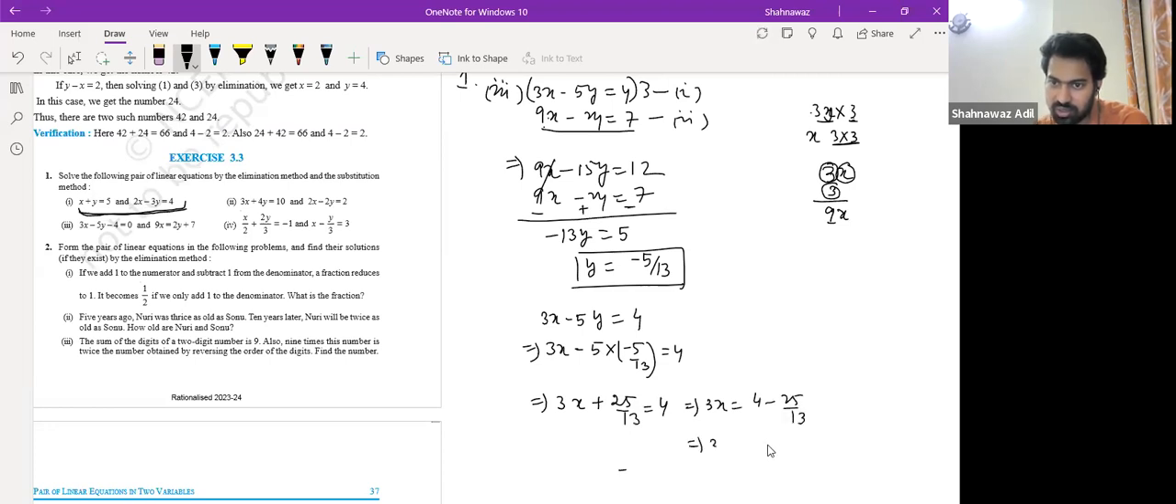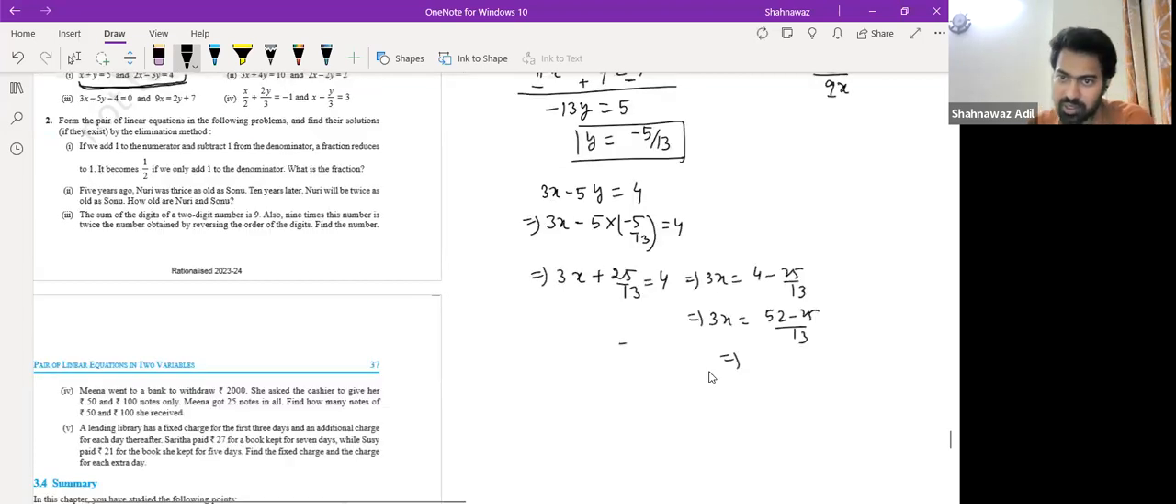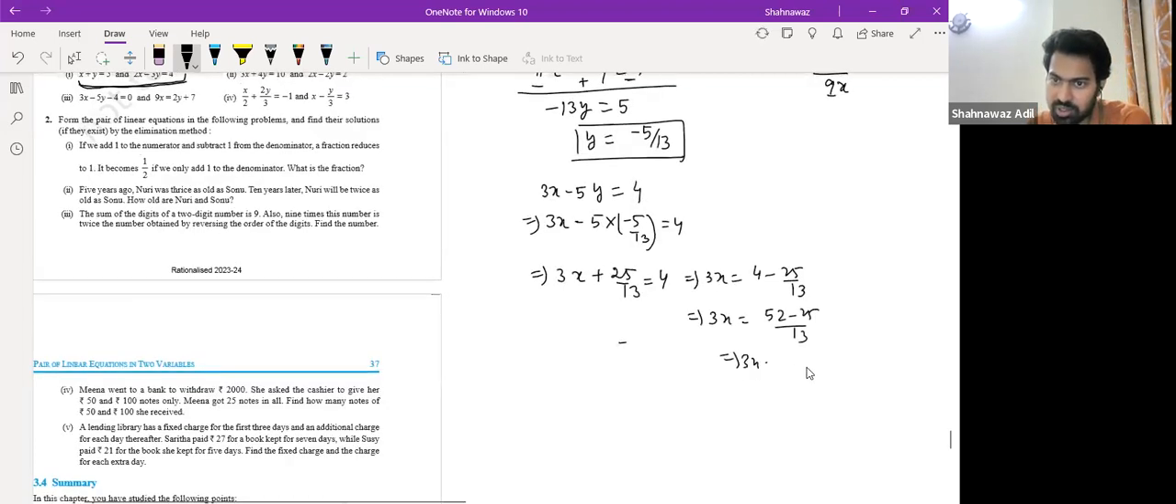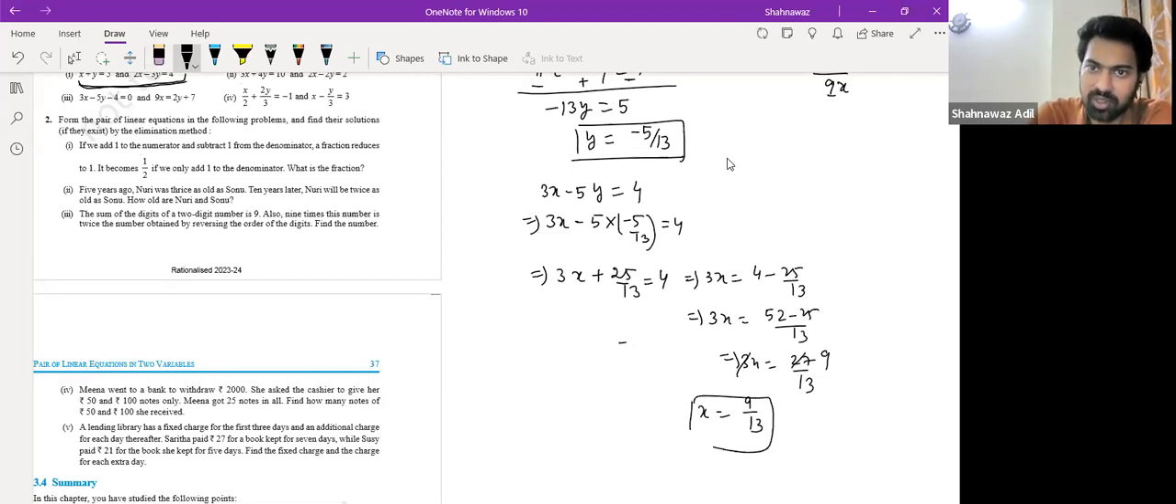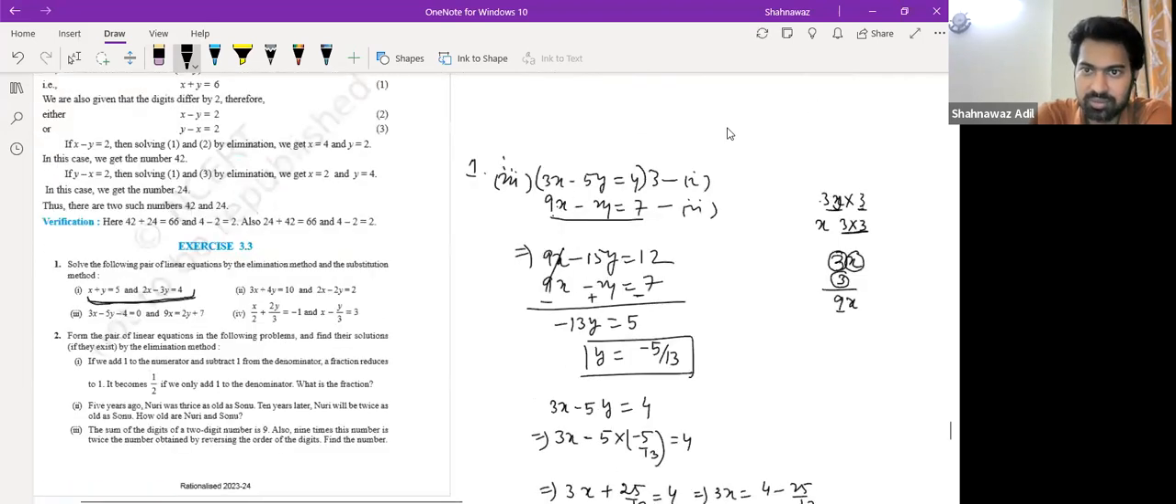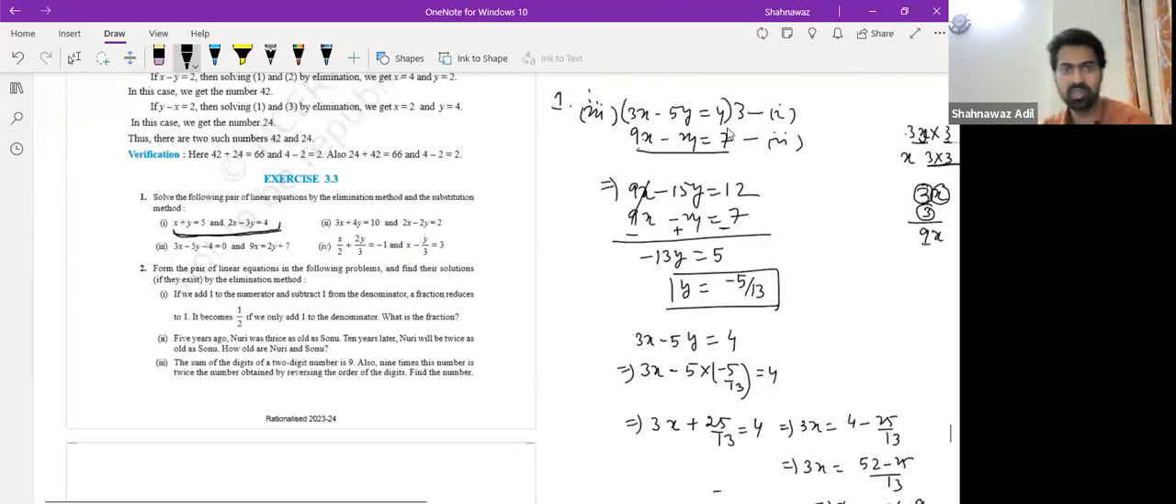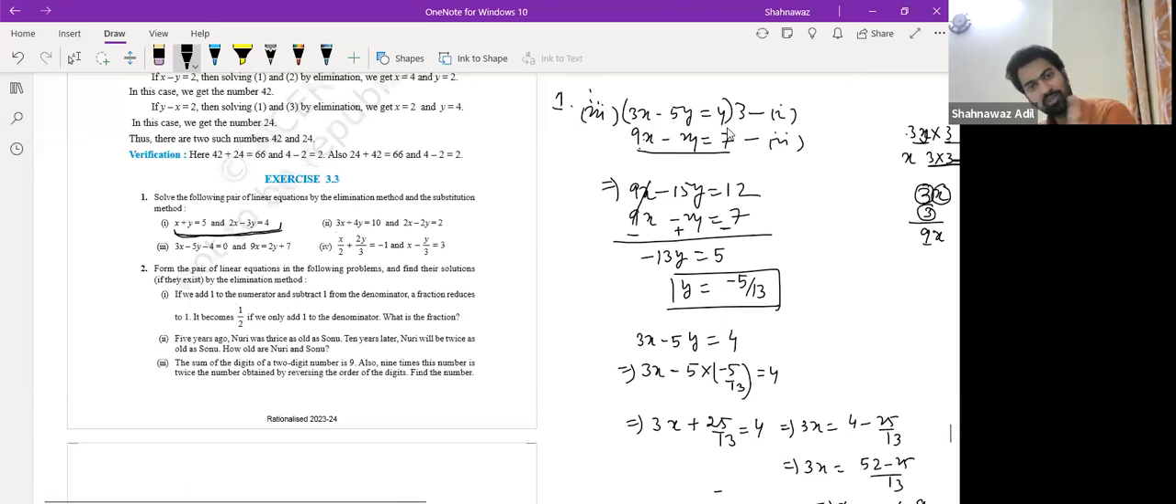So 3x is 4 minus 25 by 13, so 3x is 52 minus 25 by 13. This is 3x equals 27 by 13. X is 27 divided by 3, 3 nines are 27, so 9 by 13. Okay, x is 9 by 13, y is minus 5 by 13. Please note it down. And the next question is important because we have only 2 turns, because Amira and Amar are not present.